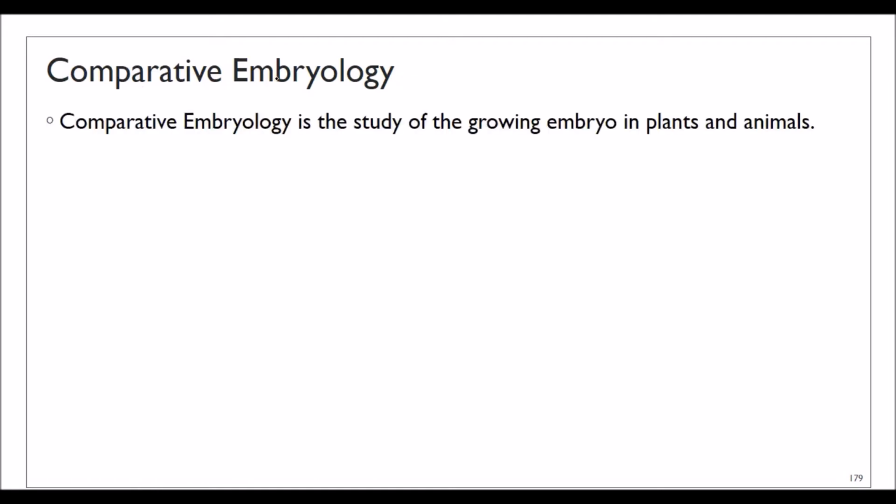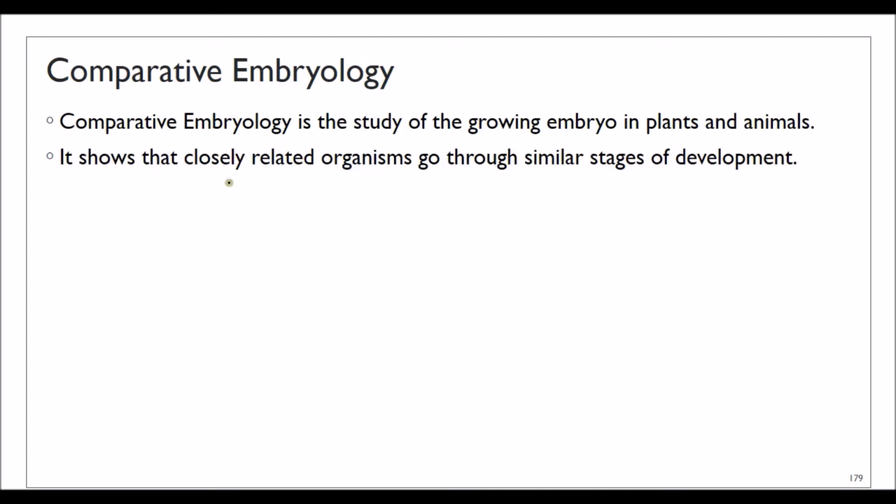The next type of evidence for evolution is what is called comparative embryology. It is the study of the growing embryo in plants and animals. What you do is you look at the embryos of different organisms at different stages, and you compare and identify similarities and differences between them. And it tends to show that closely related organisms would go through similar stages of development.